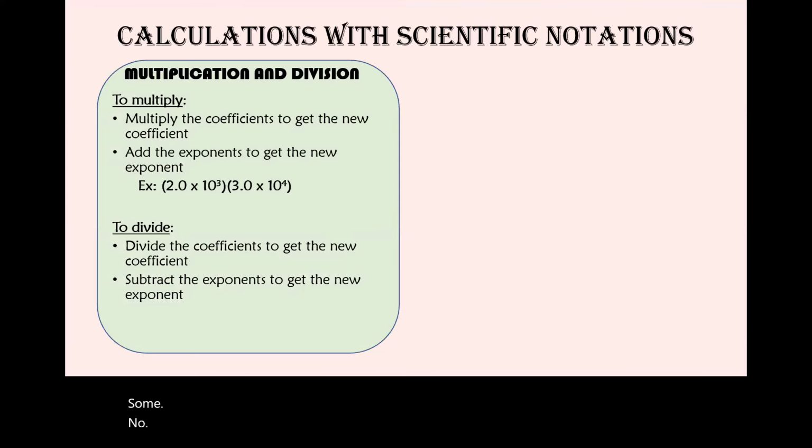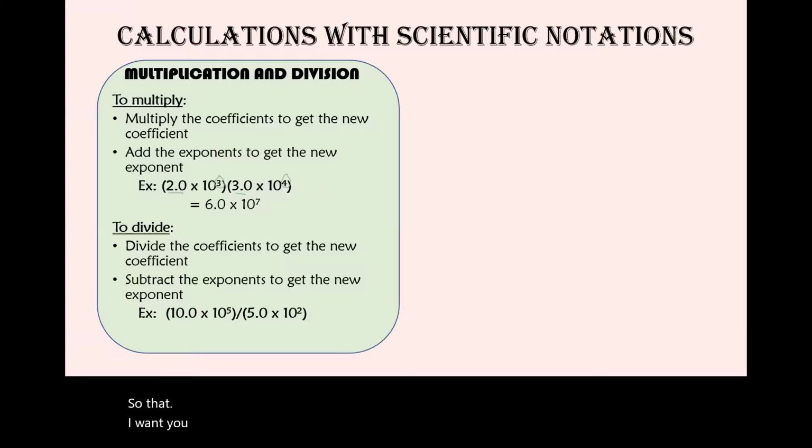So here you have two numbers in scientific notation and you're supposed to multiply them. So when you multiply the two coefficients, 2 times 3, you get 6.0, and then you're going to do 3 plus 4. So that gives you 7. So your answer is going to be 6.0 times 10 to the power of 7.